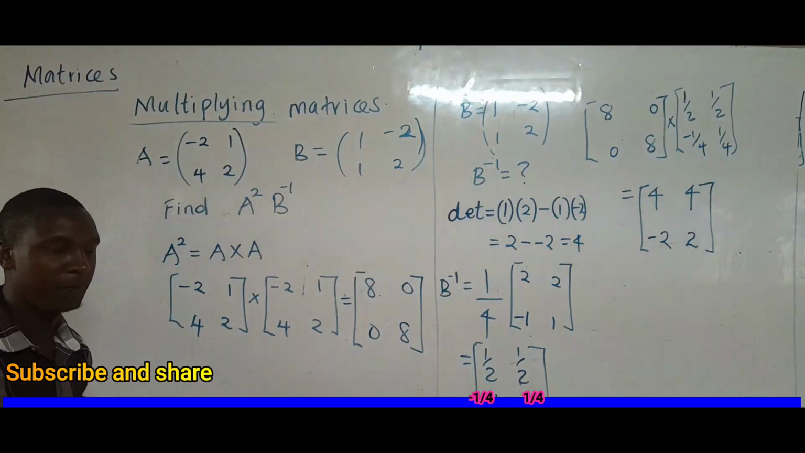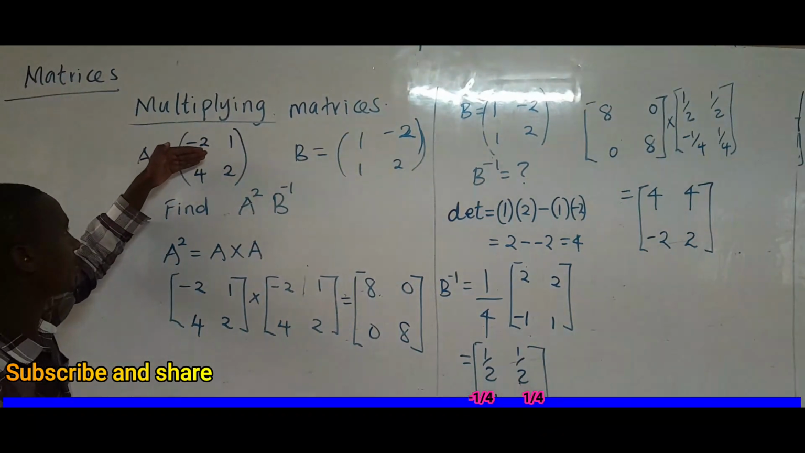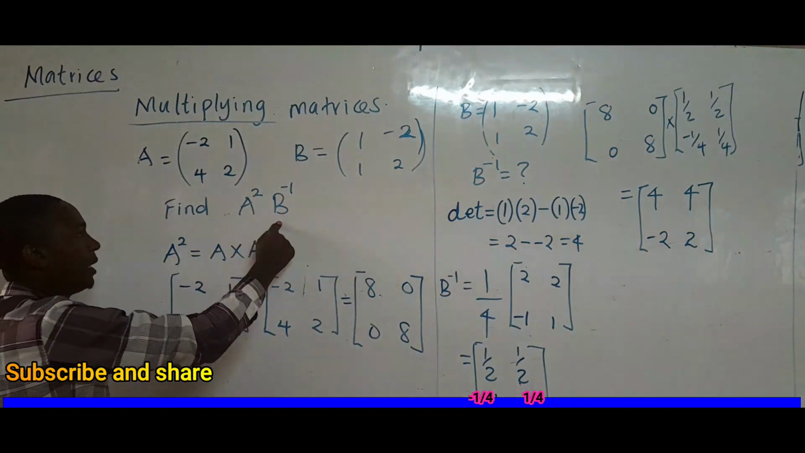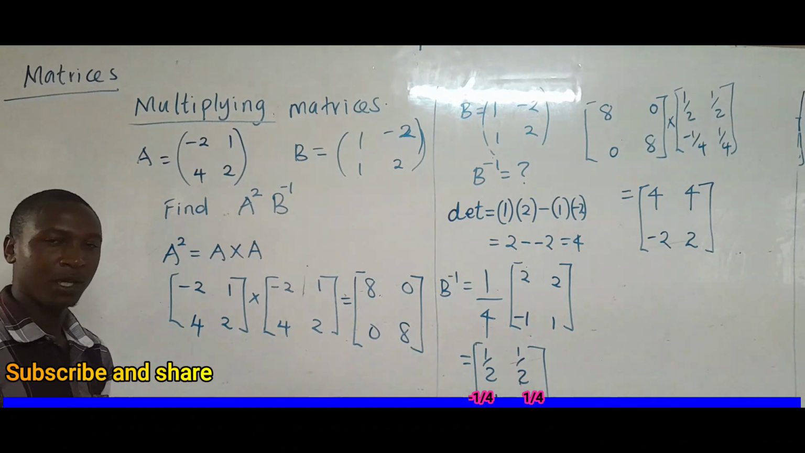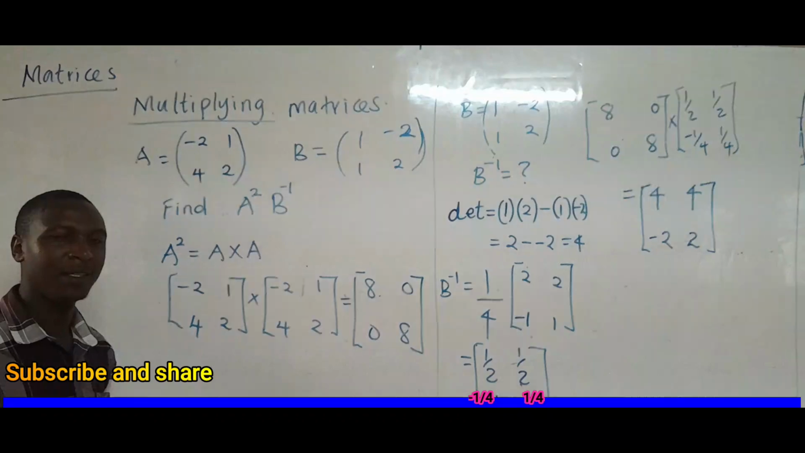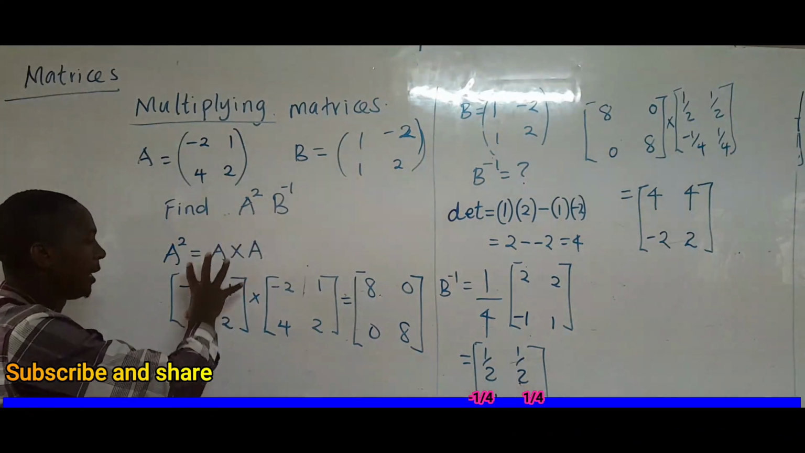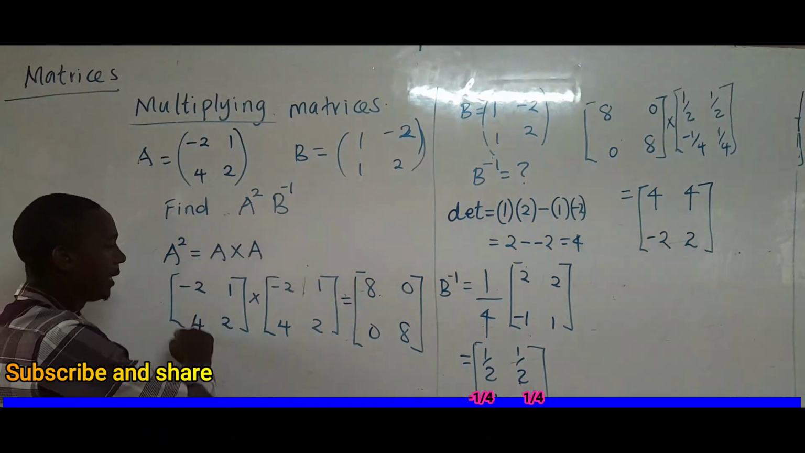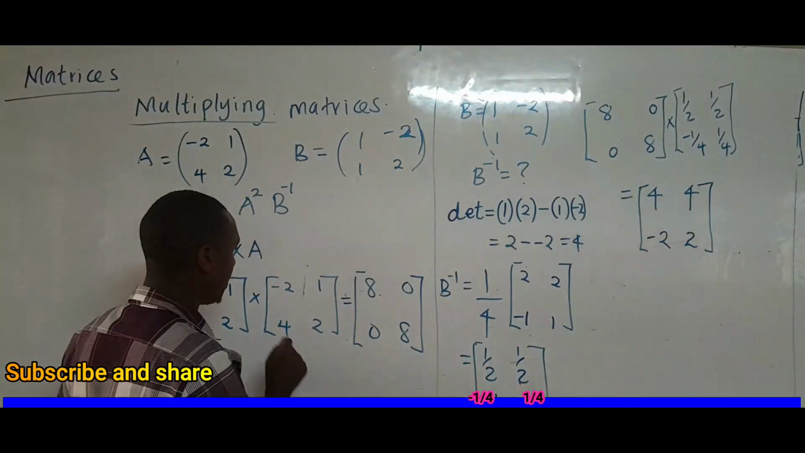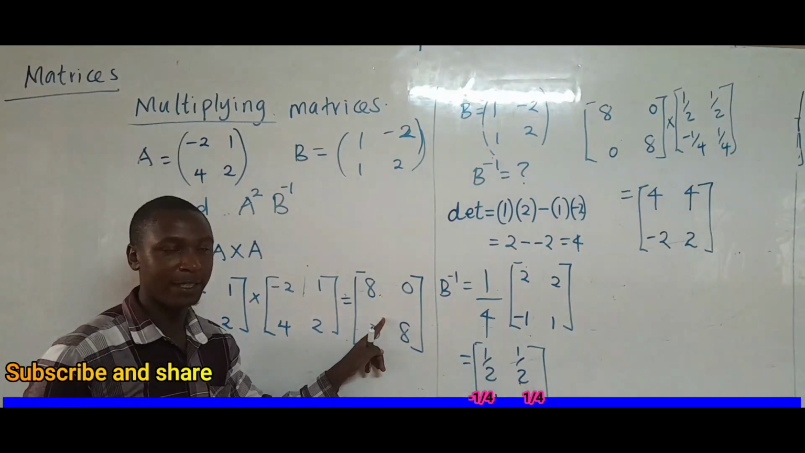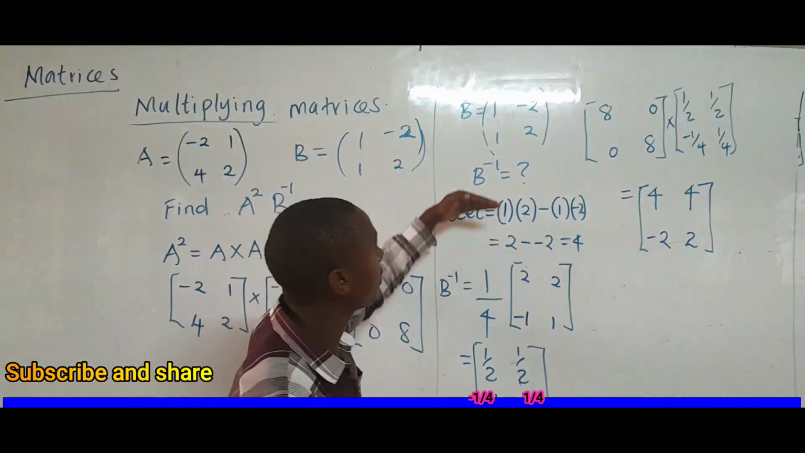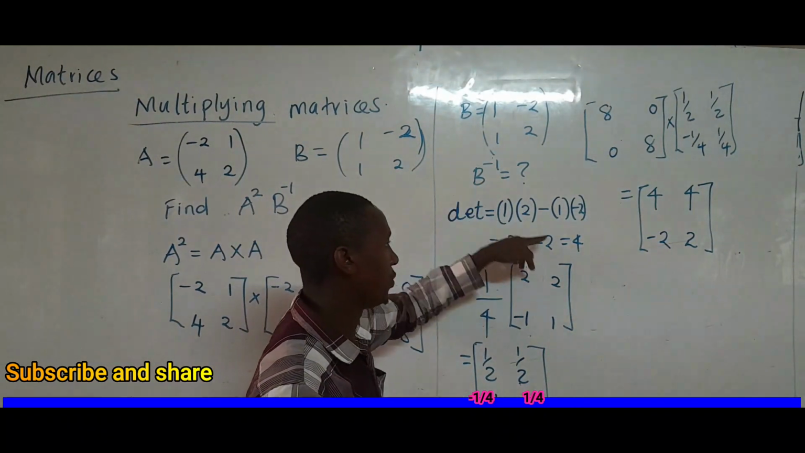So what have we learned? That if you have a matrix A and a matrix B, and you are supposed to solve for A squared multiplied by B inverse, you must first start by working out the square of A. The square of A means A multiplied by A. So we're going to multiply A by itself, and the solution for that is right here. And then we are supposed to find B inverse, the inverse of B. To find the inverse, first of all, we must find the determinant, which we found as 4.